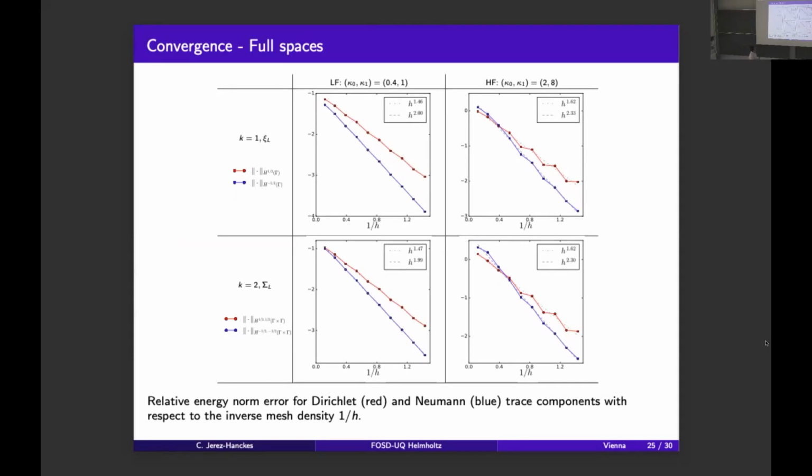And then here you see 1 over h, you see the convergence. This is for the full space. So this is full space convergence. We're not doing any sparse combination technique or anything. So you have 0.1, this is the low frequency, and you have the high frequency.